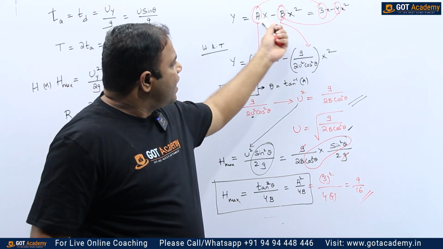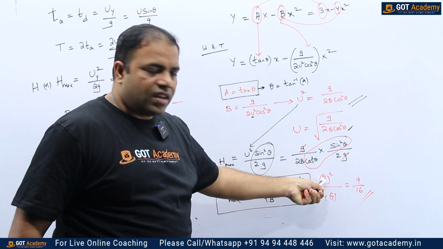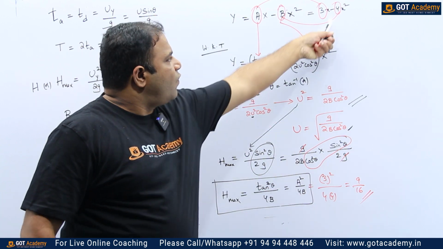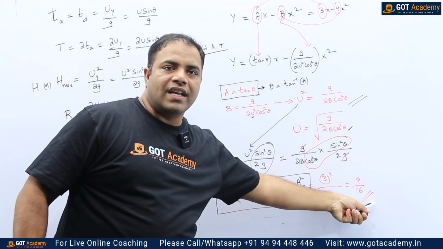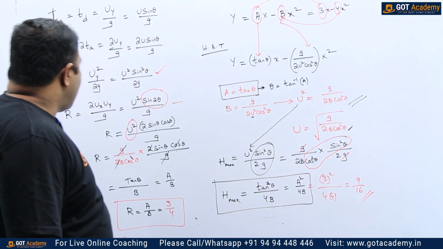So, if this is the question, in place of a it is 3, so I have written here 3. In place of b it was 4, so I have written here 4. This is the answer you get. Clear now? Now, coming to the range.